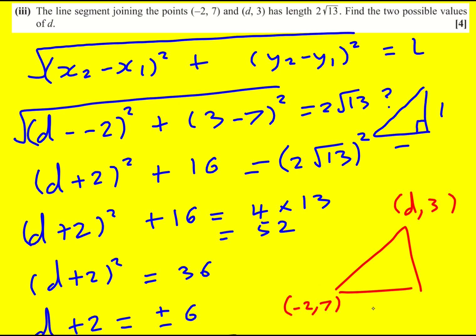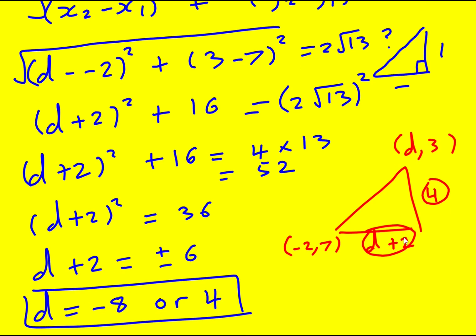But we can see that the difference is, it's a bit harder to see, but it's going to be d plus 2, and here it's going to be 4. And then you could apply Pythagoras on these. So I'm just saying that is an alternative approach. That was meant to be a right angle triangle, by the way. But yeah, that question's done.